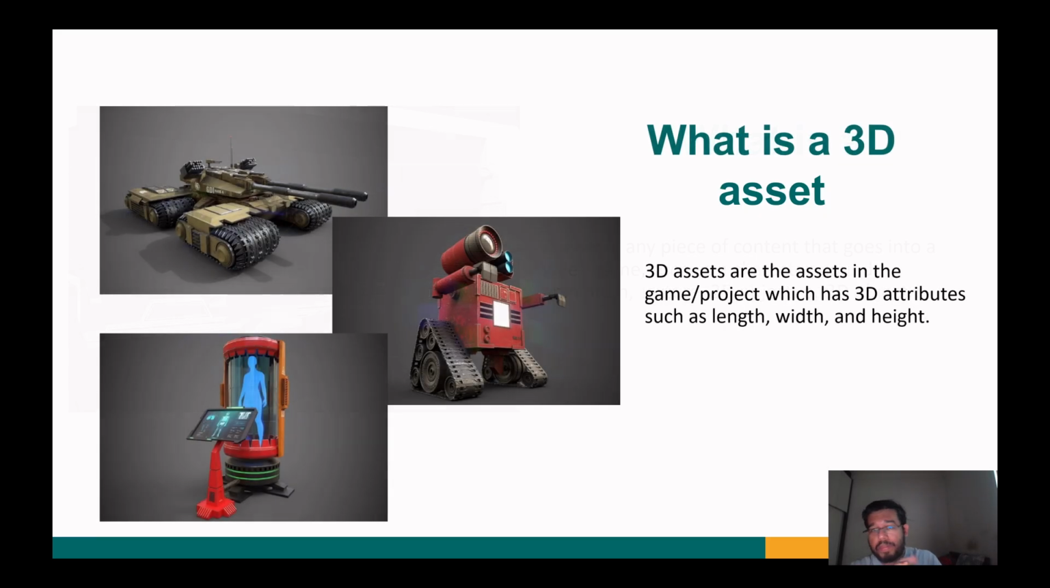Okay, so now what is a 3D asset? 3D assets are, like I said before, content that has properties like length, width and height. Obviously it should be a 3D model. You can see some of my reference images from my portfolio: the tank, the robot, and the sci-fi object there. It's a prop object. They are actually 3D models. Okay.